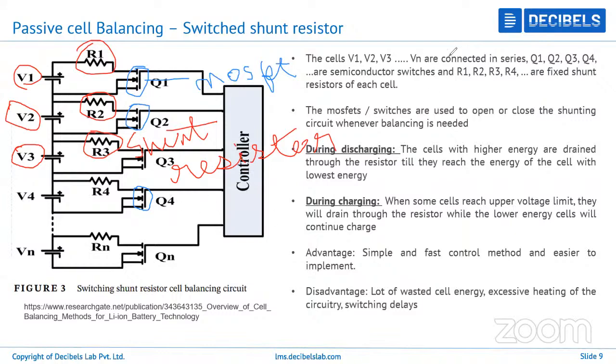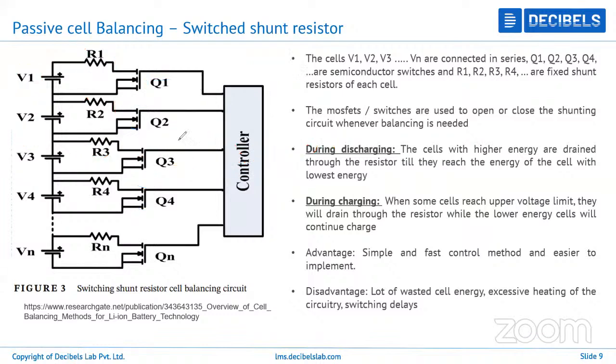Whenever there is an imbalance, either during charging or discharging, the control unit will sense that imbalance between these two cells. Suppose cell number 1, V1, has a higher voltage, say for example 3.7 volts, and V2 has something like 3.3 volts. The controller will sense this difference in voltage, and then it will open the MOSFET or switch of cell number 1.